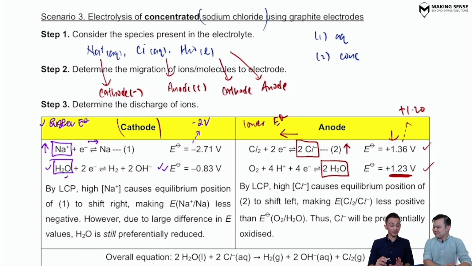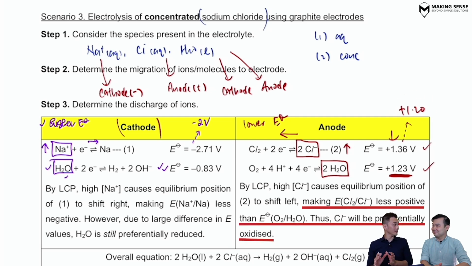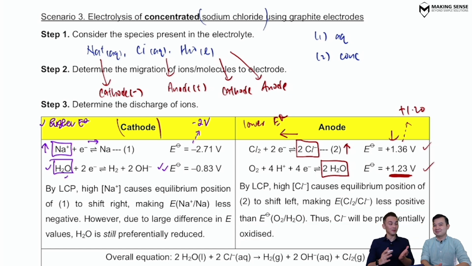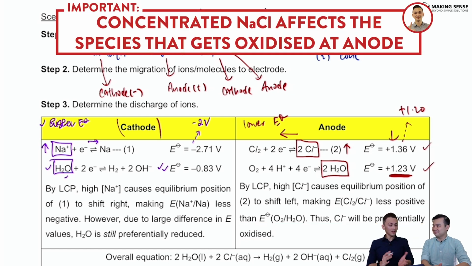You can see that this time round, there is a change, right? It's like this one is decreasing and now it's decreasing to an extent that is even smaller than the positive 1.23. And since we are looking for the one that is lower E naught value, then that will mean that Cl minus is going to be preferentially discharged. Right. So there's a change in outcome by going from aqueous medium to concentrated medium. So it's very confusing, right?